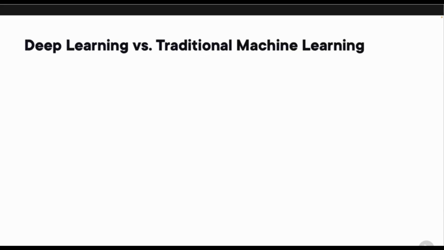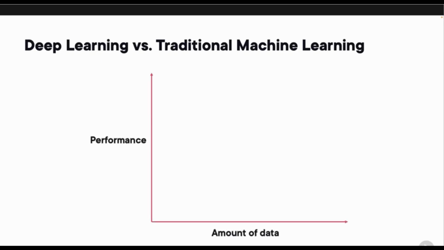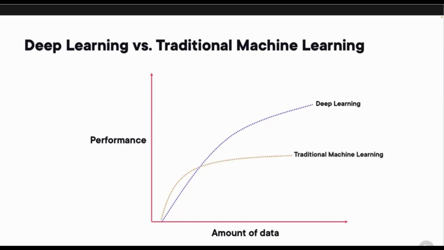We know that deep learning uses different, more complex techniques. But why would we prefer it over traditional machine learning? Performance is one of the big reasons. If we plot an amount of data versus performance graph, deep learning's line would look something like this. And this is what traditional machine learning would look like. As you can see, it plateaus after a certain level of performance and data. Keep in mind though that this is a rough graph, but the gist of it will still hold.